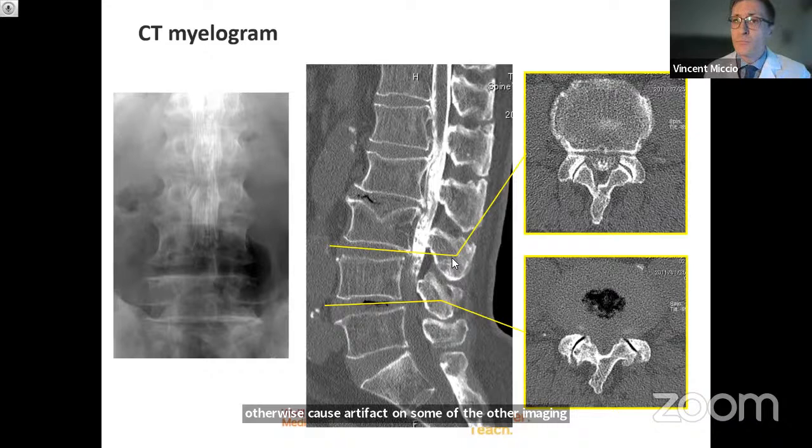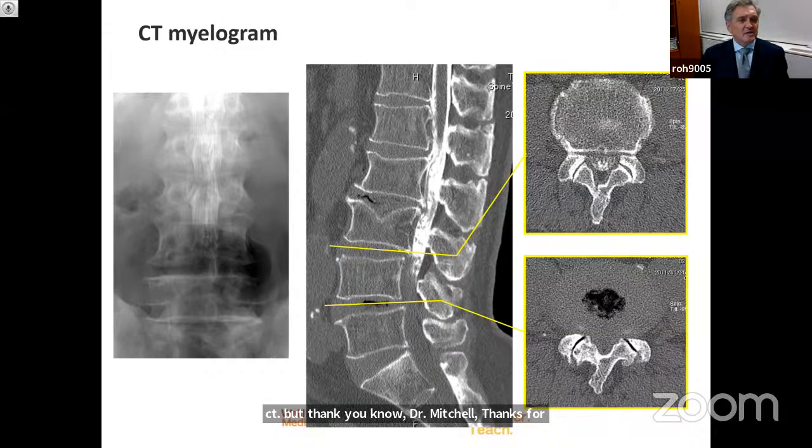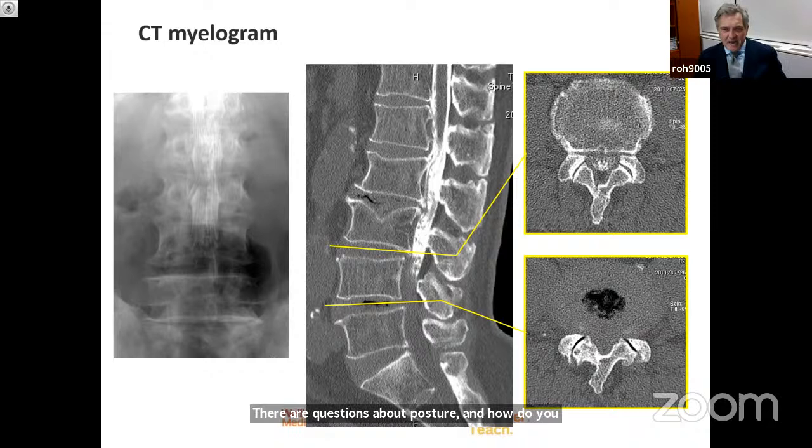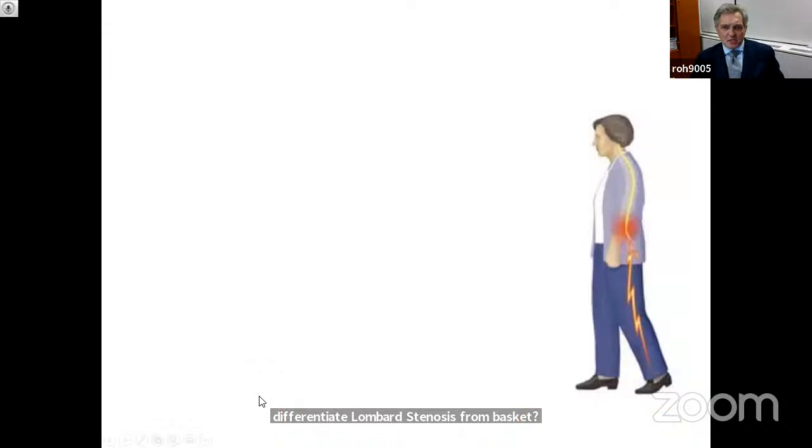Well, Dr. Mitchell, thanks for getting us started with lumbar stenosis. There are questions about posture and how you differentiate lumbar stenosis from vascular. Those are all great questions, and we'll get to those. But maybe we'll talk a little bit more about the clinical presentation.